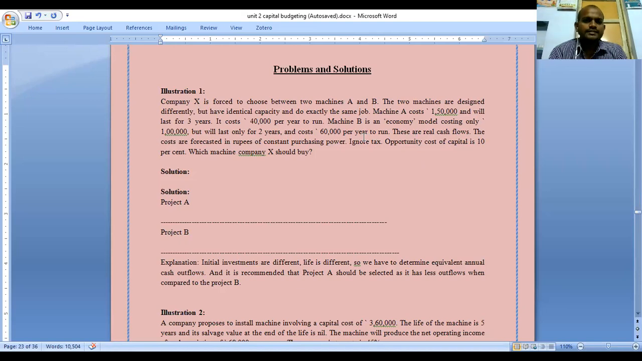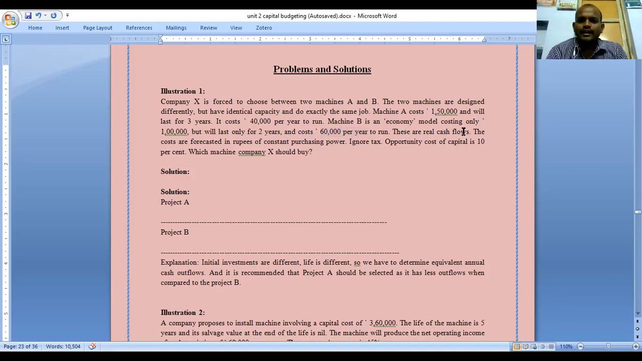Two missions are designed differently but have identical capacity and do exactly the same job. Mission A costs 1,50,000 and will last for 3 years. It costs 40,000 per year to run. Mission B costs 1 lakh and has 2 years life and running cost is 60,000 per annum.